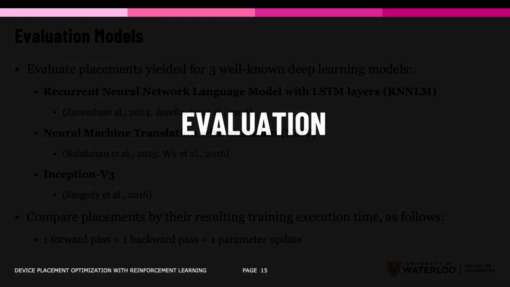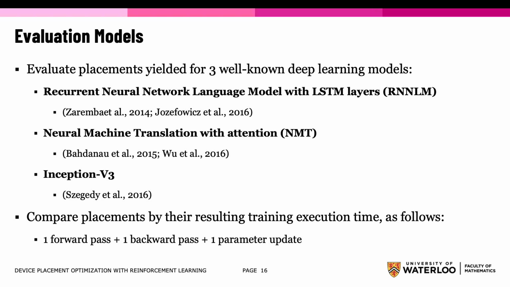Let's review some of the experiments carried out in the paper and dive deeper into the performance of the proposed model. In their experiments, the authors compare the placements derived for 3 deep learning models. First being recurrent neural network language model with LSTM layers, abbreviated as RNN-LM. Next is neural machine translation with attention, NMT. The final is Inception v3.